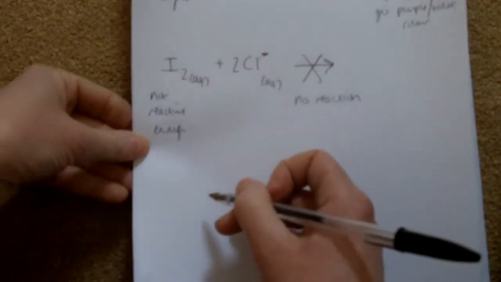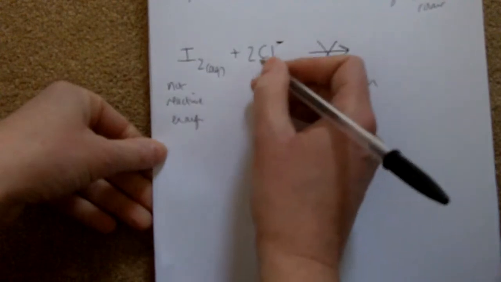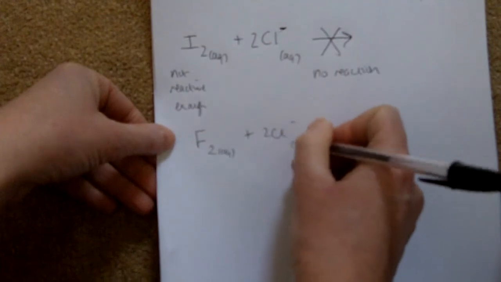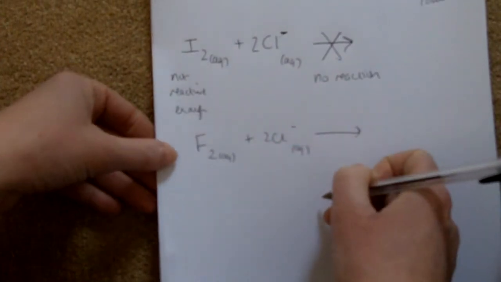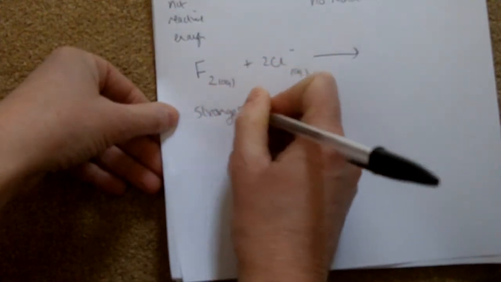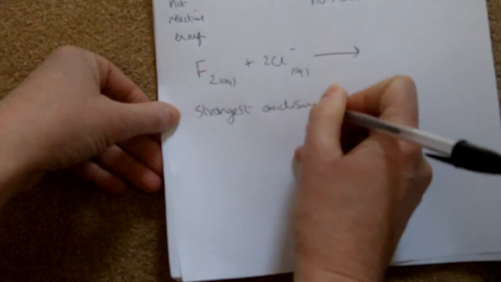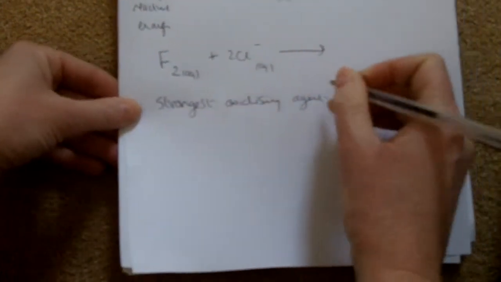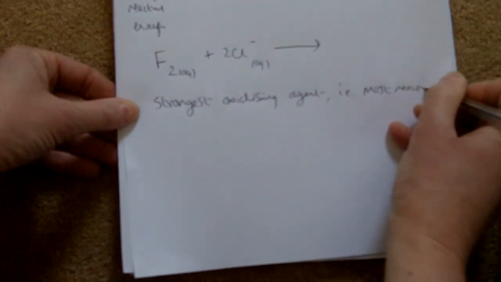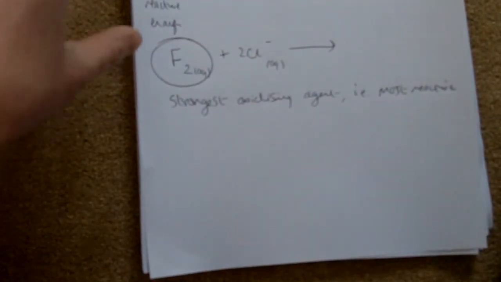Which element will remove the electron? Fluorine. If we had fluorine, that would remove the electron because fluorine is the most reactive. So in group 7, which element is the strongest oxidizing agent, i.e. the most reactive? That is fluorine.